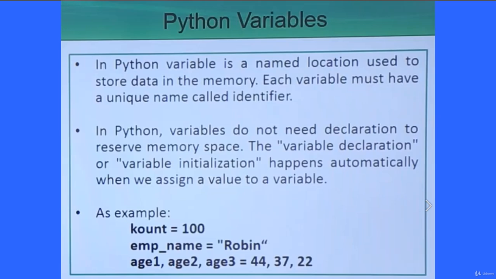The variable declaration and the variable initialization can be done in the same statement. So here you see count is equal to 100, emp_name is equal to Robin, and age1, age2, age3 is equal to 44, 37, 22. In this way, at this particular line the variables age1, age2, age3 have been defined and initialized, and since we put integer values, the variables will have the respective data type integer.